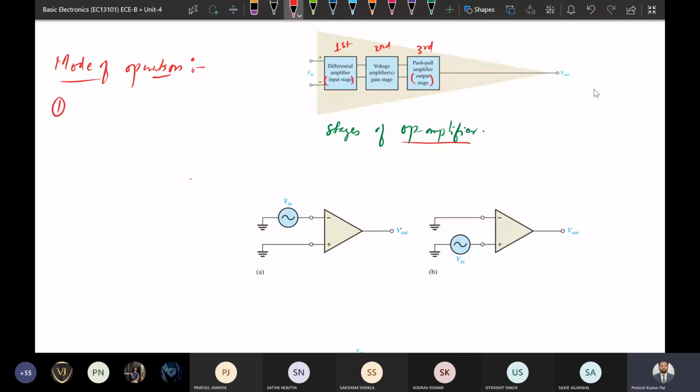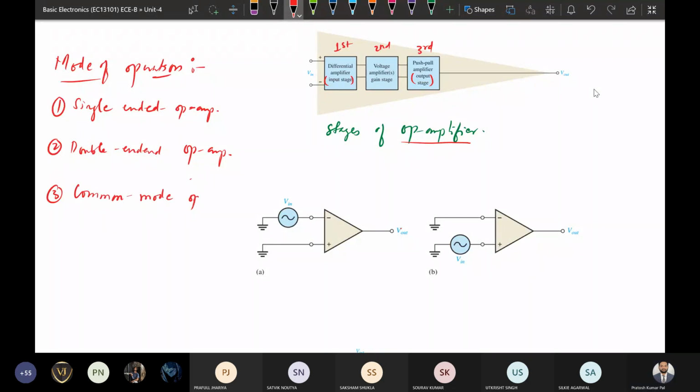So there are three different modes. The first is single ended operational amplifier. Similarly, if two inputs are connected to both of the input terminals, that is called double ended. And the third one is common mode operational amplifiers. Okay, so this is single ended.